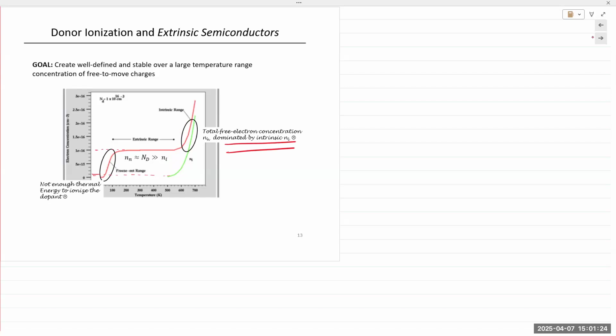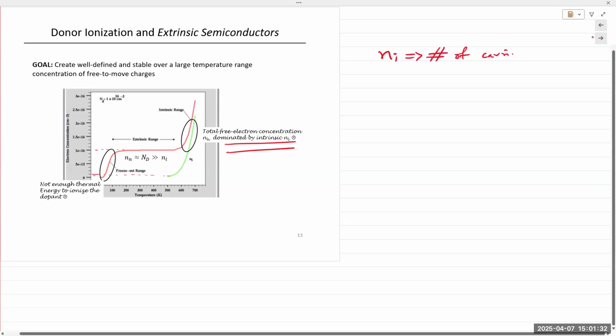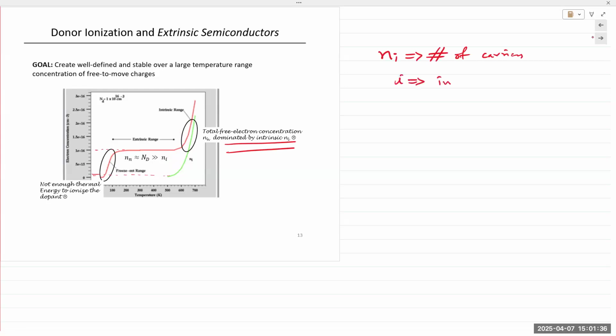Just one more thing about notations. Ni is the number of charge carriers that are generated, and i stands for intrinsic. Na is the number of acceptor atoms, and Nd is the number of donor atoms.